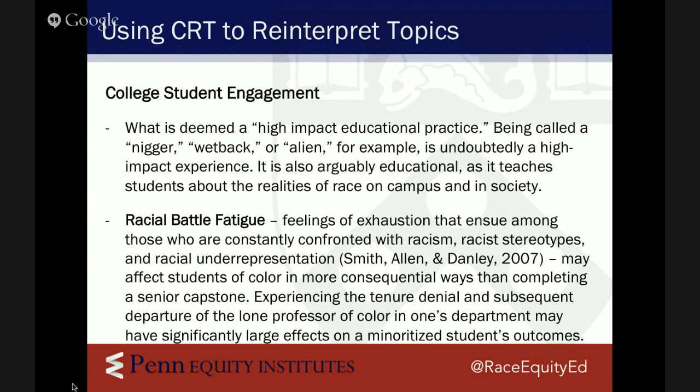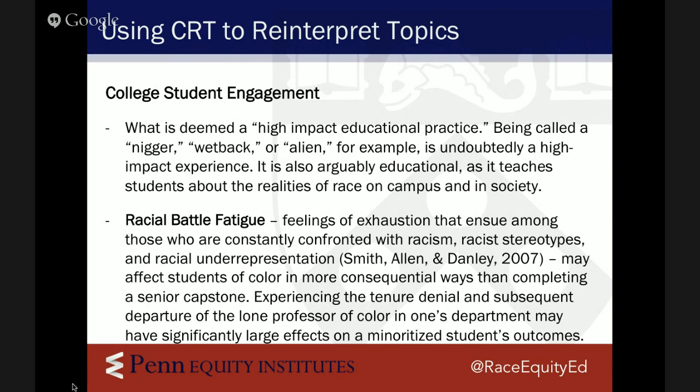So in that way, these kinds of experiences absolutely are high impact educational practices and experiences, but they're not acknowledged as such in the student success literature. Those things undermine success, but again, have not been thought to be high impact.